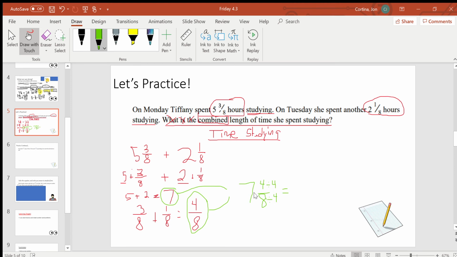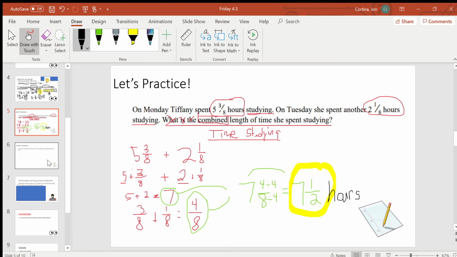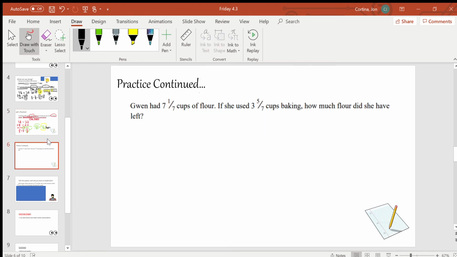Found a common factor. This whole number just comes right over. We're not doing anything with that. And 4 divided by 4 is 1. 8 divided by 4 is 2. The total time she spent studying is 7 1/2 hours. Label hours. Great. Let's look at another example.